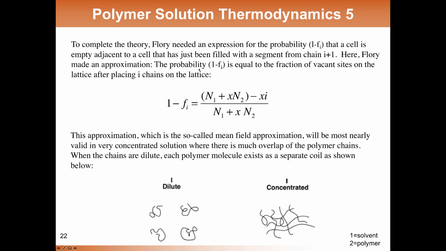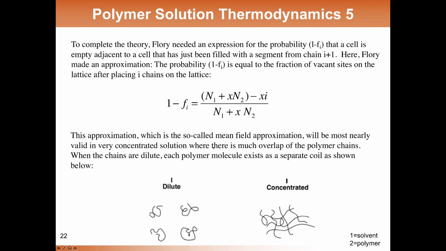And so Flory just said that the probability of finding an open cell next to a cell just filled with a segment is just equal to the fraction of vacant sites over the entire lattice. So here's the total number of lattice sites, here's the number of lattice sites that have been filled after placing i polymer molecules, and then here's the total number of lattice sites again. So he just made a simple approximation for the probability of finding an empty cell.